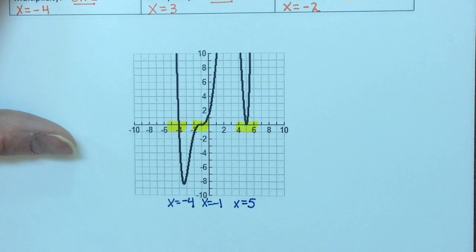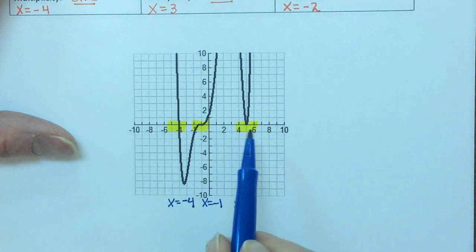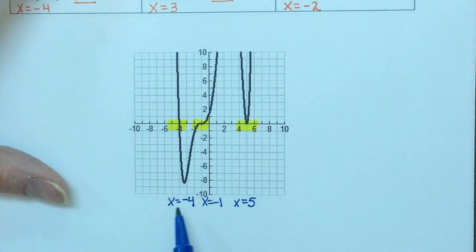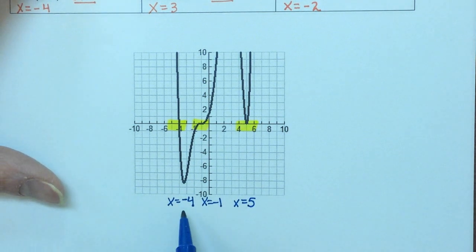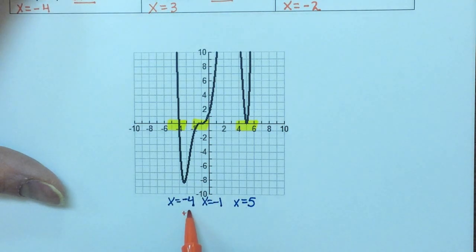So I simply just wrote down what the zeros were at each place. Let's write the zeros as factors. So to write this as a factor, remember we're going to make this equal 0. So what would I do? I would simply add 4 to both sides of that equal sign. So one factor is x plus 4.